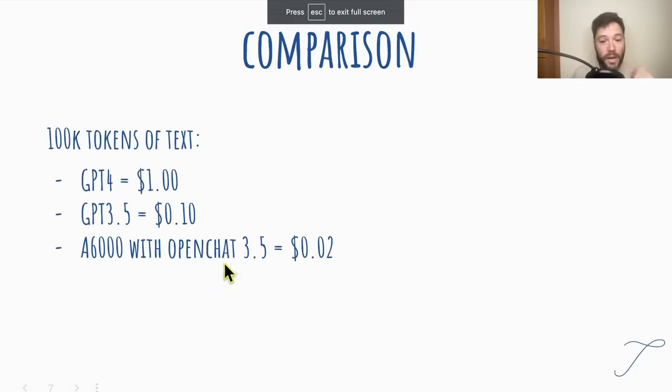And when we bring that all together as a comparison, GPT-4, to extract from a 100K context, is going to cost you about $1. GPT 3.5, it's going to cost you 10 cents. And with an A6000, it's going to cost you about 2 cents, although probably you could get it down to 0.5 cent if you use a cheaper GPU. And also it was actually a bit quicker than my estimate here.